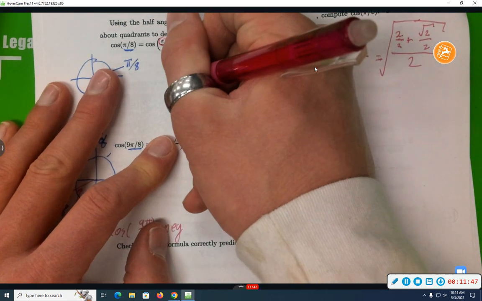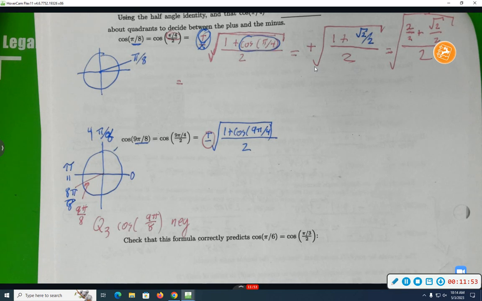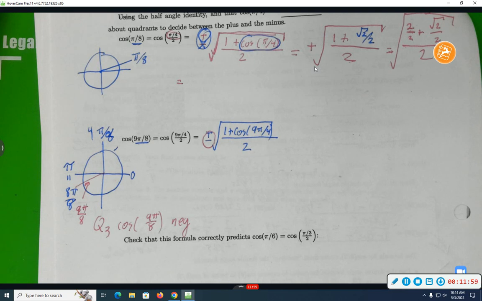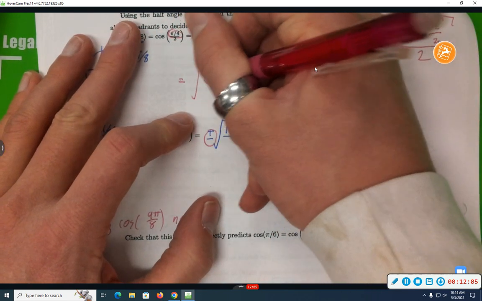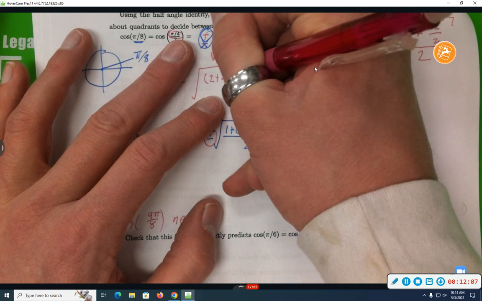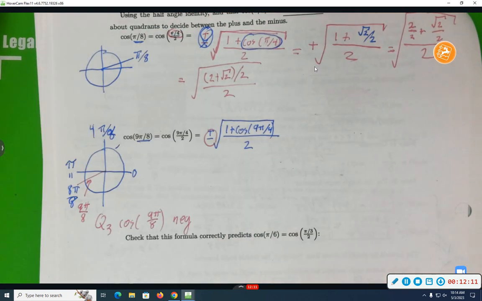All right. And the whole reason to get common denominators is so that we can add fractions. What is the numerator of this thing equal to? 2 plus root 2, all that divided by 2. So, big square root, parentheses, 2 plus the square root of 2, divided by 2, and then all that gets divided by 2.